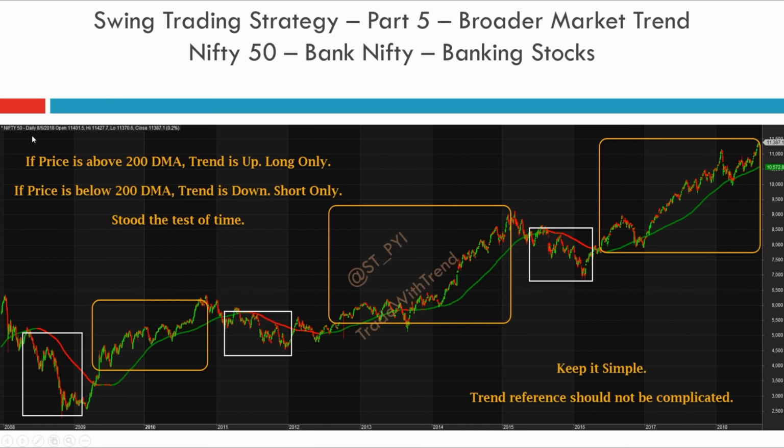So this is the Nifty 50 chart. Now, if you see, I'm just using a 200-day moving average to determine whether the trend is up or not. If price is above the 200-day moving average, I am classifying the trend as up, and in this particular case, I'll be only looking to trade on the long side. If price is below the 200-day moving average, the trend is down, and I'll be only looking to trade on the short side.